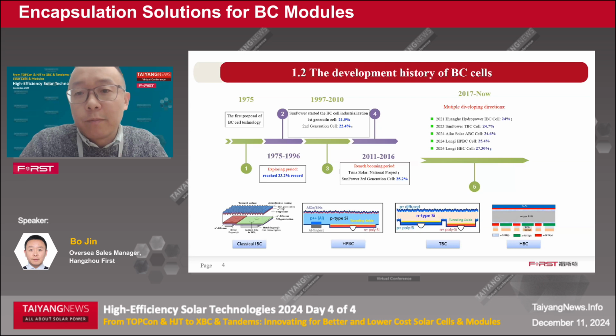And now we are experiencing the fifth period of the BC cell technology. So we could see actually different developing directions for BC, for example, TBC and the HVBC and the HBC, etc. And the power generation is getting higher and higher.